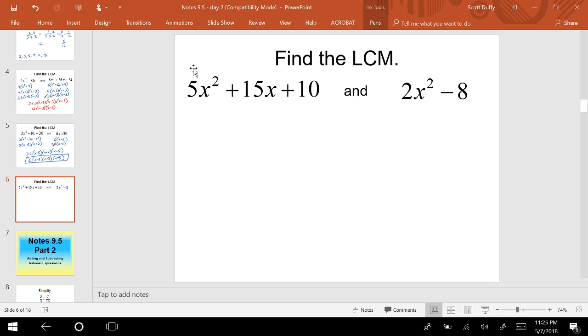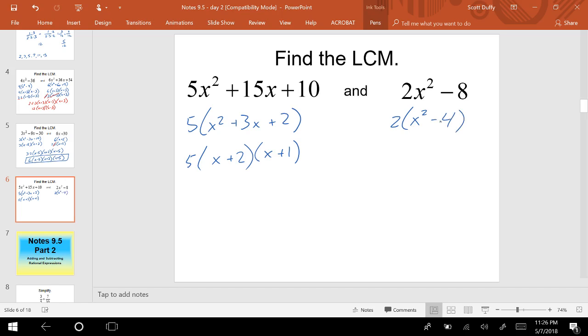Okay, so out of the first expression, I can factor out a 5. Then I can take that quadratic, keep the 5 out, and turn that into x plus 2 times x plus 1. And then with the 5, that's already a prime number, so I can't do anything with it. With the second expression, I can factor out 2. And I'm going to be left with x squared minus 4. The x squared minus 4 is the difference of squares, so leave the 2 out, but I can turn that into x plus 2 times x minus 2. That came from the x squared minus 4.